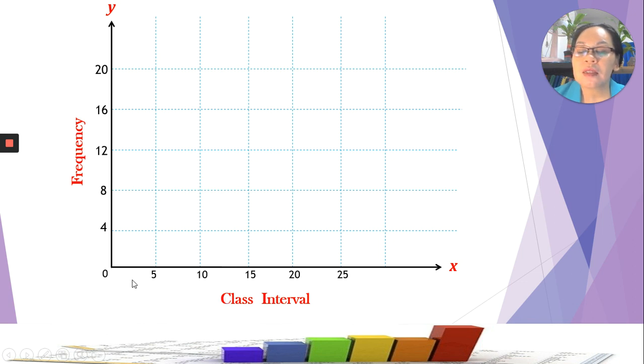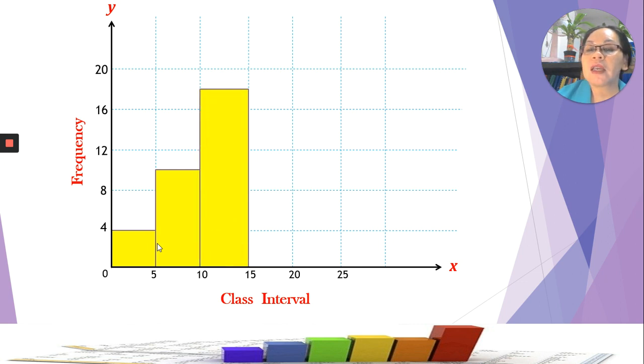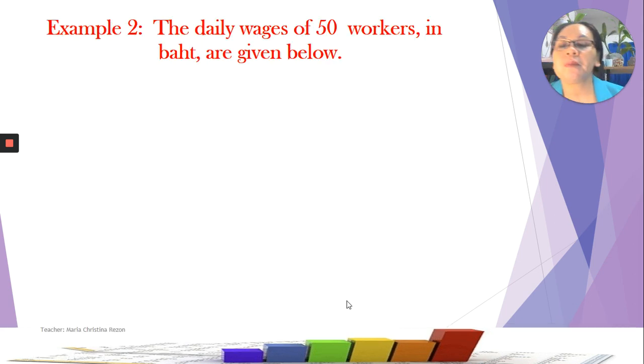So this is ready for plotting now. Our first class interval, 0 to 5, has a frequency of 4. And then the next class interval has a frequency of 10, and then followed by 18, and then 8, and then 6. So we have completed our histogram now, and this is how it looks like. Another example. The daily wages of 50 workers in baht are given below.